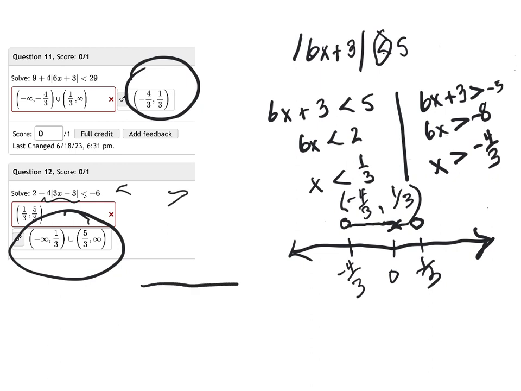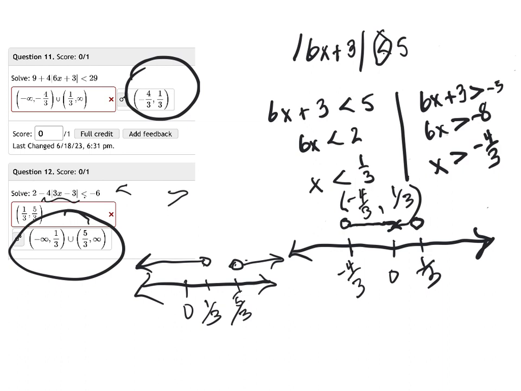So if you were to graph that, you'll notice we have a 0 here, 1/3, and here's 5/3. So we have a parentheses, so I know it's going to be an empty circle, and it's going to positive infinity. Here, an empty circle at 1/3, and it's going to negative infinity. So if you graph those, it's going to look like that.